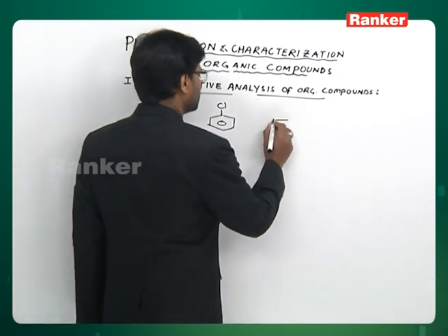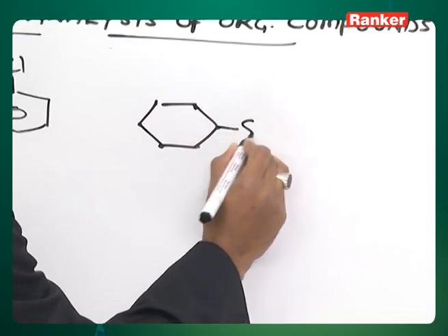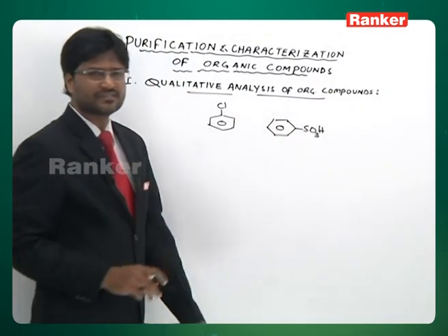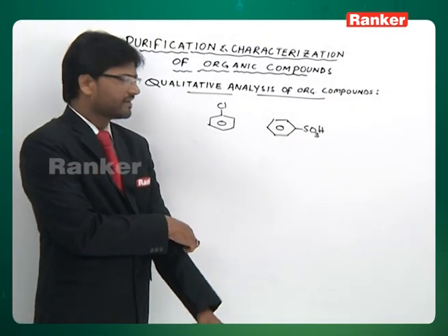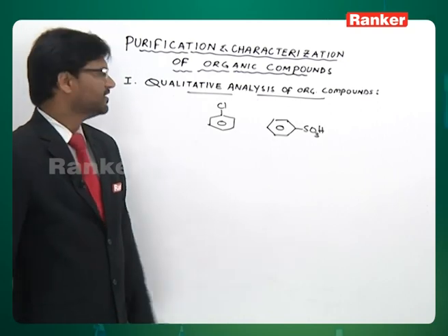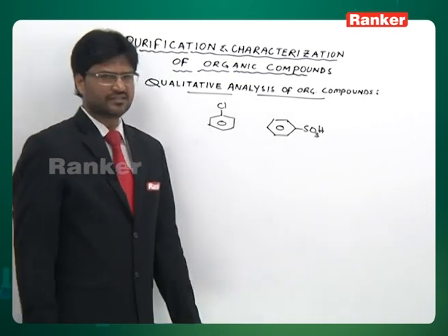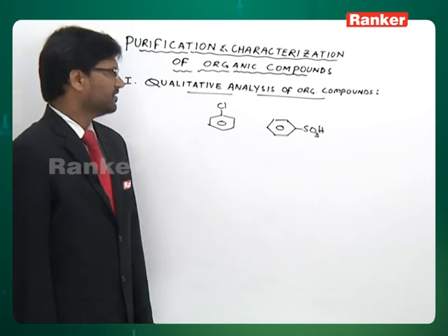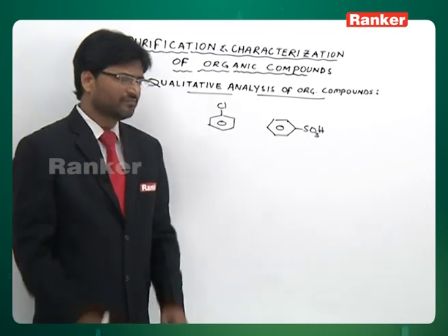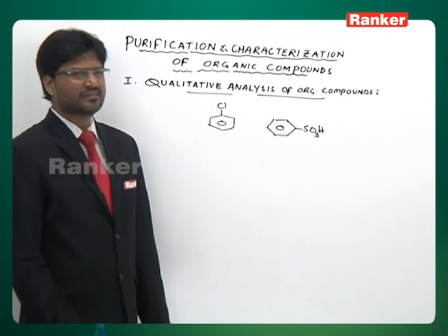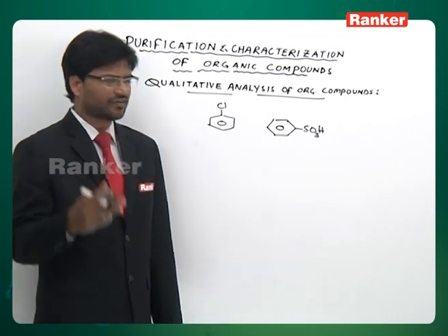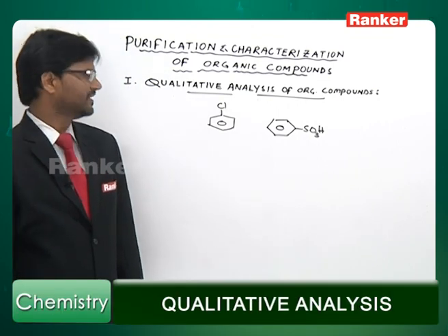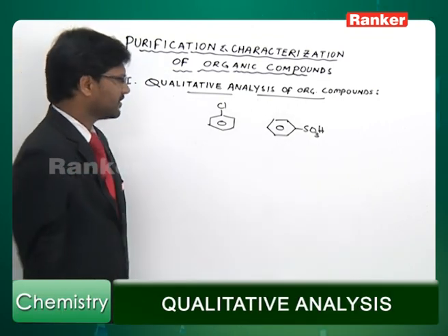And look at this substance. This is called benzene sulfonic acid. Here you can expect it to give test for sulfur. The extract will give black precipitate with lead acetate. That black precipitate is of lead sulfide. The extract also will give purple color with sodium nitroprusside because of the presence of sulfur.